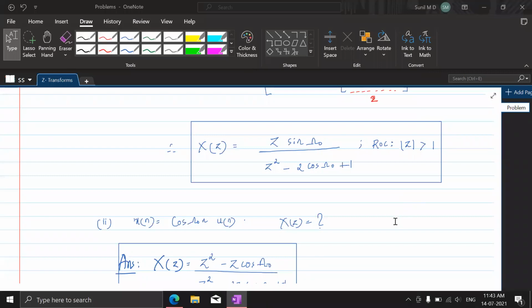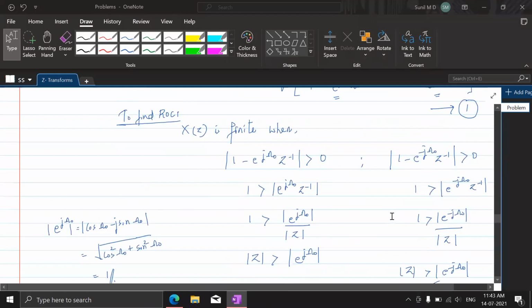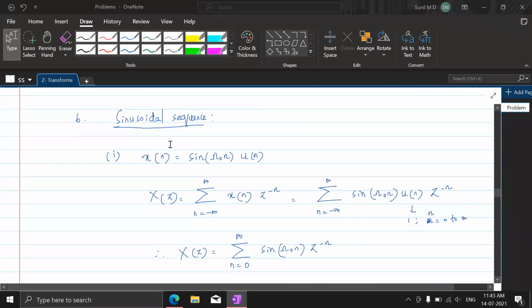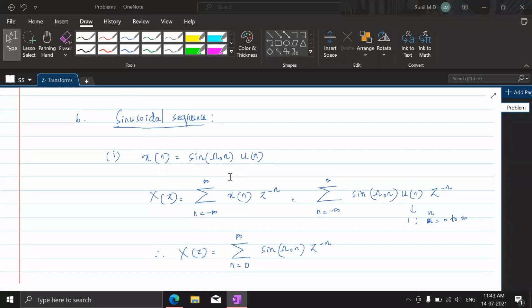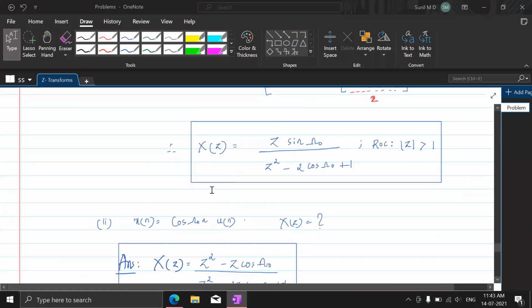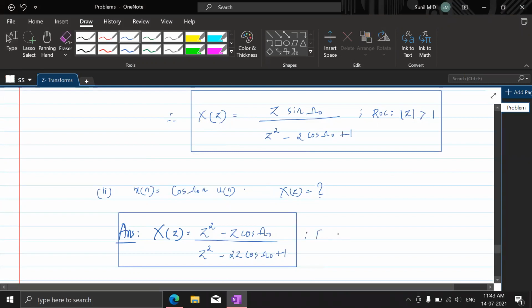Welcome back to the session on the Z transforms. In the last class, as you all know, we were finding the Z transforms of some basic signals. We found the Z transform of sine omega naught n, which is one of the sinusoidal sequences. Another sinusoidal sequence is cos omega naught n u of n. So how to find X of z, and what will be the ROC for this? The ROC here would also be greater than 1.